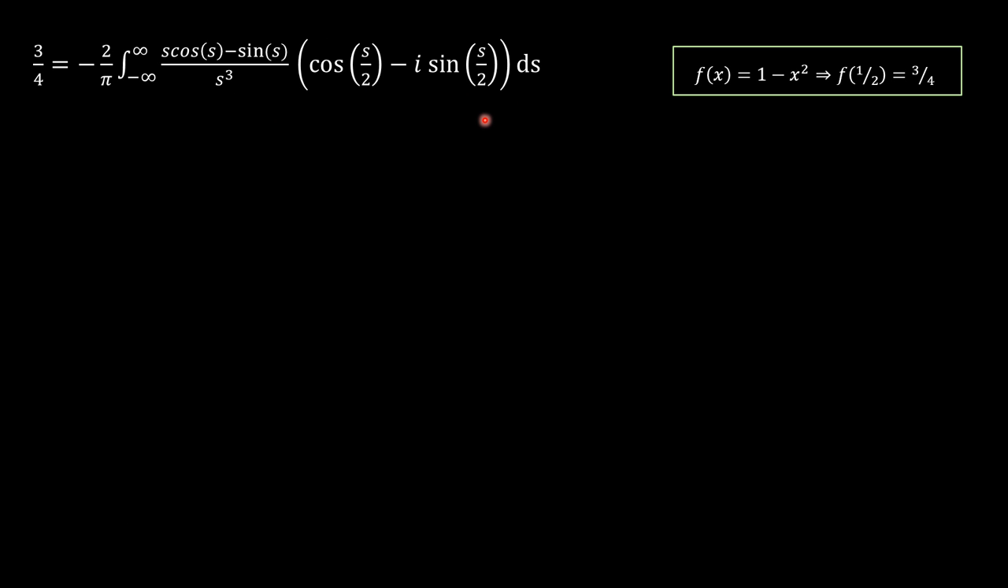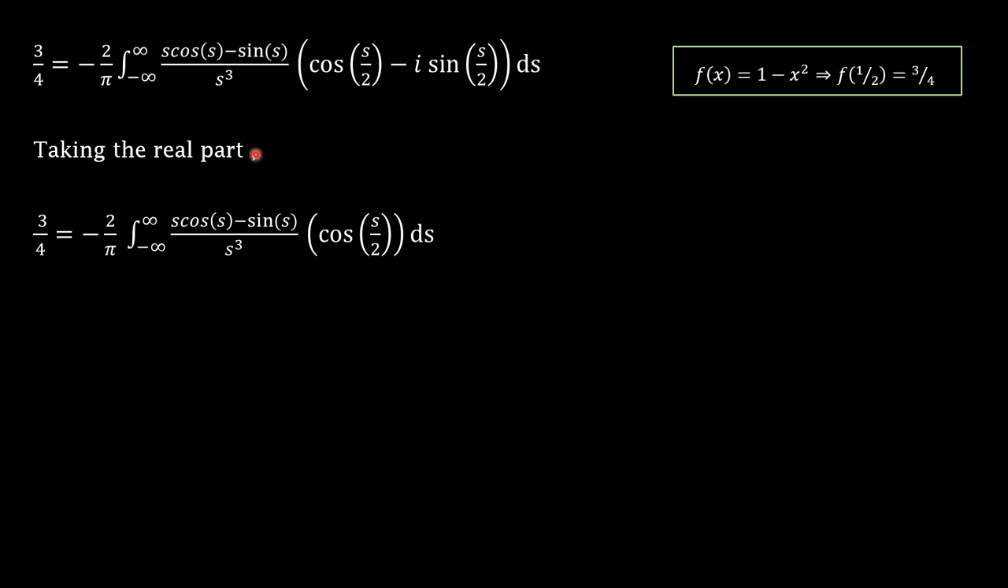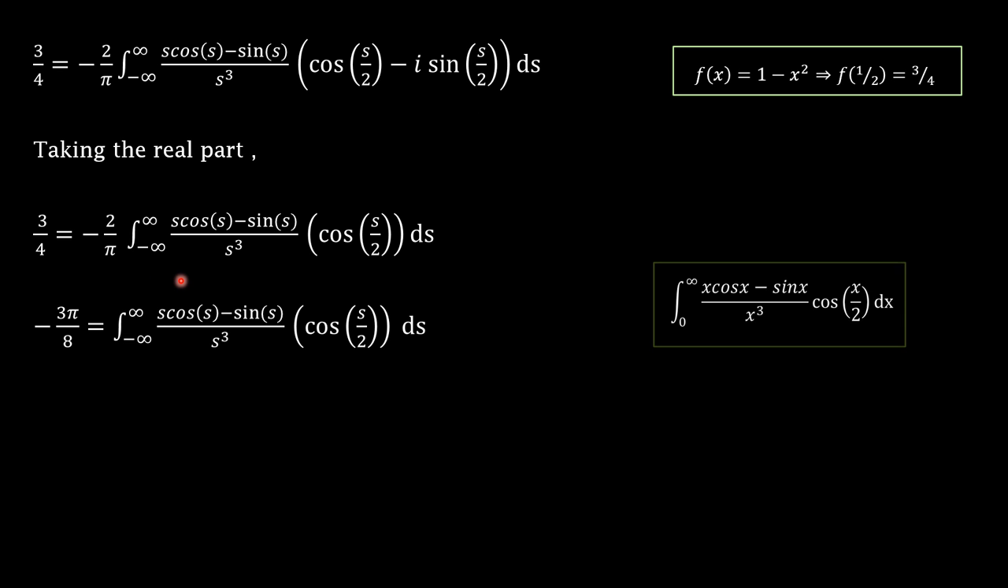Now just taking the real part of the above equation, students, the equation is of the form 3 by 4 is equal to minus 2 by pi integration of (s cos s minus sin s) by s cube into cos of s by 2, where s is varying from minus infinity to infinity. Now just observe the integrand of the inverse Fourier transform and that of the desired result. They are coinciding, isn't it?